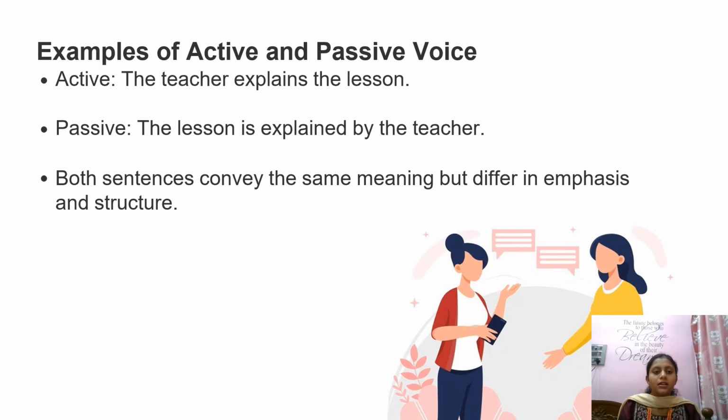And last, we will discuss examples of active voice and passive voice. In the active voice, the example is given like: the teacher explains the lesson, and we are asked to convert it into passive voice. It is converted like: the lesson is explained by the teacher. Both sentences convey the same meaning, but they differ in emphasis and structure.